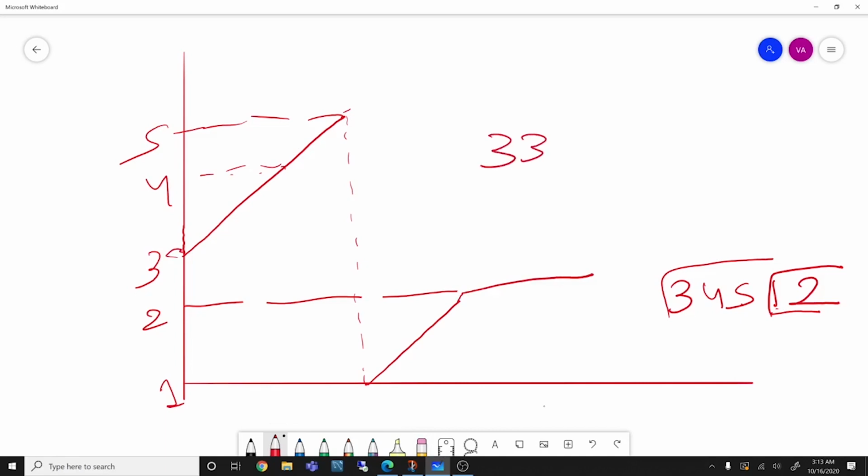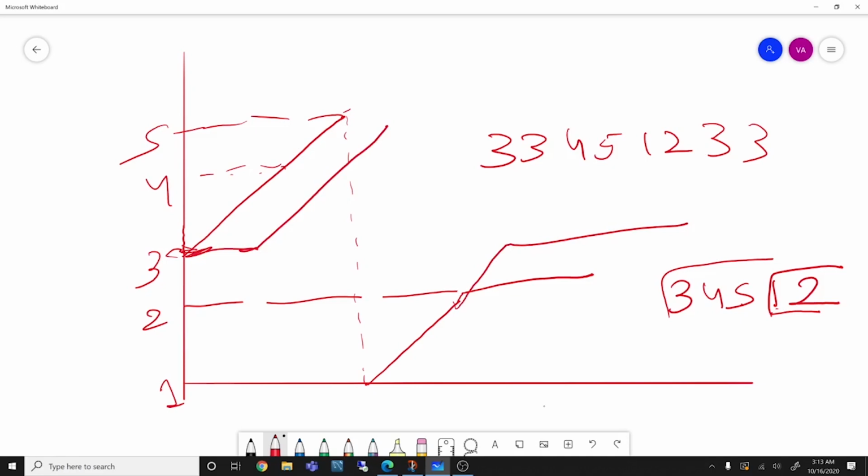So input like 3, 3, 4, 5, 1, 2, 3, 3 is also valid. For this, we'll have to extend this 3 up till here and then reach up to 5. And we'll have to extend this 2 to 3 and then take one more point. So this is the kind of graph we'll be given.